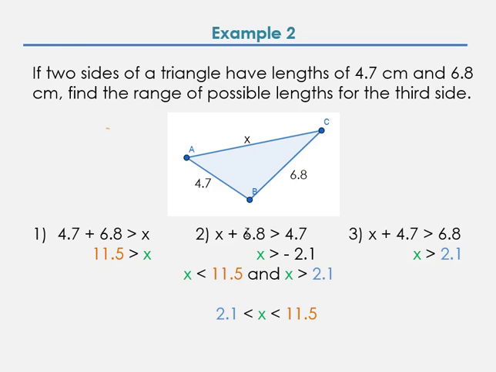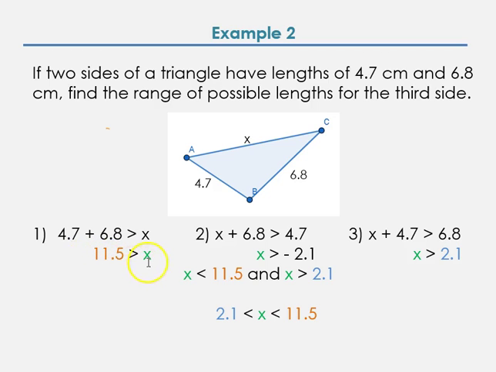Example 2. If 2 sides of a triangle have lengths of 4.7 centimeters and 6.8 centimeters, find the range of possible lengths for the third side. So we're actually going to look at a range of lengths that would work to create this triangle. So we know that the 2 shorter sides must add together and be greater than the longer side, which we will name x. So 4.7 plus 6.8 is greater than x.